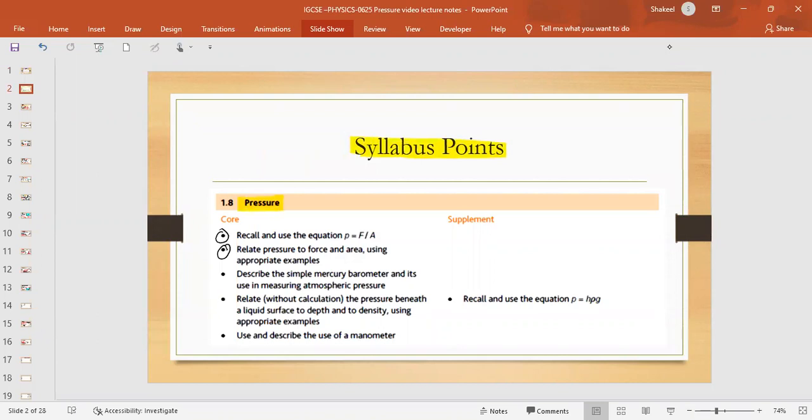In the pressure, we'll be looking upon the general pressure equation, which is P equal F over A, and then we'll be looking upon mercury barometer used to measure atmospheric pressure. We'll be looking upon liquid pressure, and we'll be looking upon manometer, and then we'll be using the liquid pressure equation.